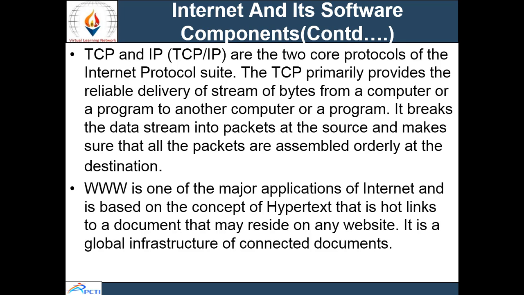Internet Protocol version 4, IPv4, which is currently being used on most of the internet. An IPv4 address is a 32-bit address. The second one is IPv6, Internet Protocol version 6. WWW is one of the major applications of the internet and is based on the concept of hypertext, that is, a hot link to a document that may reside on any website. It is a global infrastructure of connected documents.